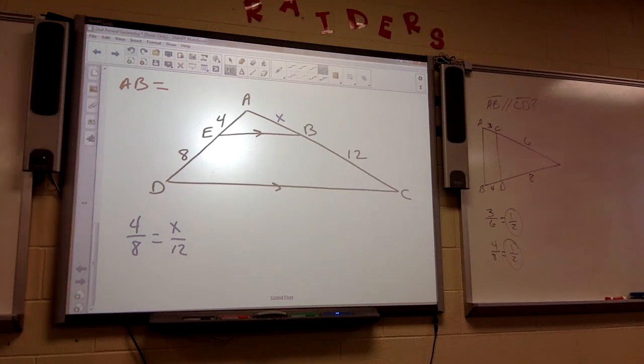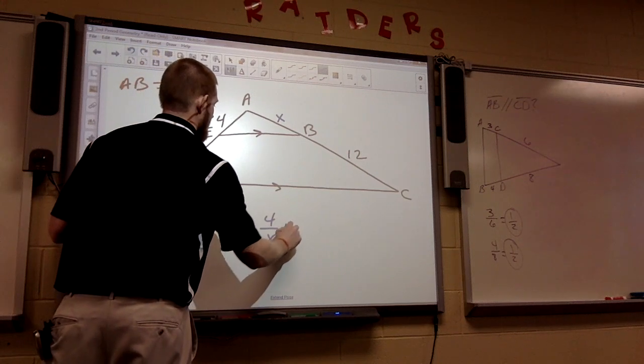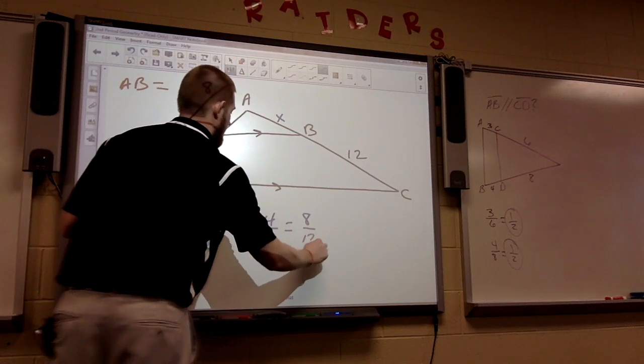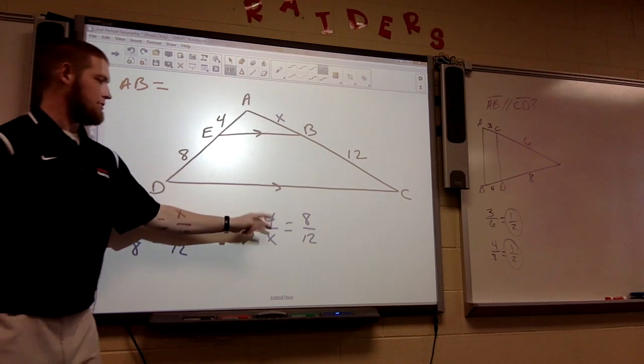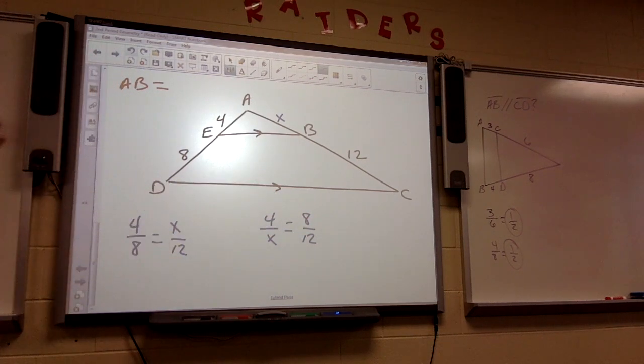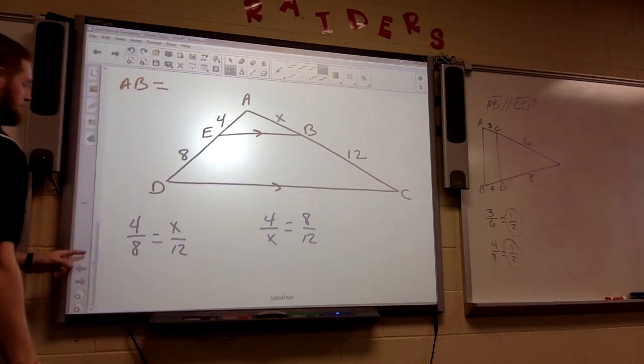Now, Kate, is there another way to set this up? Could have done 4 over X equals 8 over 12. Okay, and then even with both of these, we could have flipped both, right? We could have flipped everything. And so there's actually 4 ways to set it up. Are we going to get the same answer every way? Okay. Adriana, could I have put 4 over 12 and X over 8? No. Okay, 4 and 12 have nothing in common, so don't put those together.